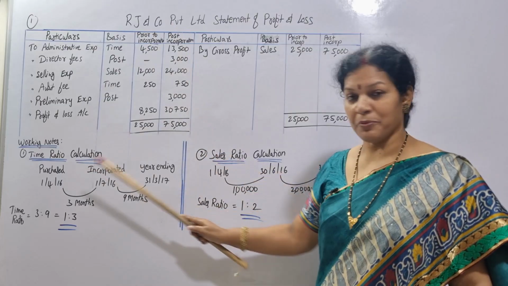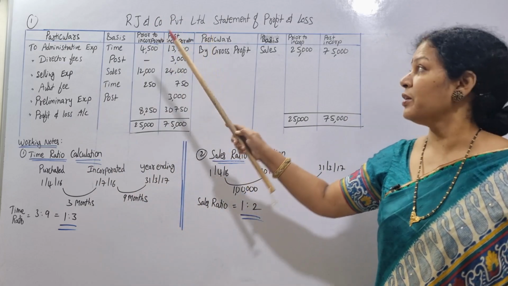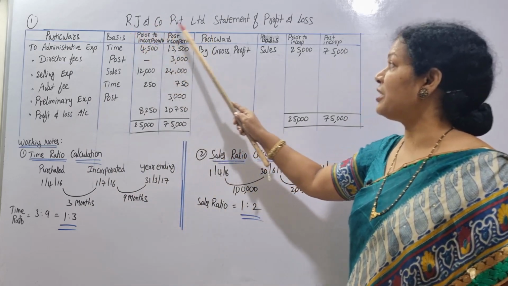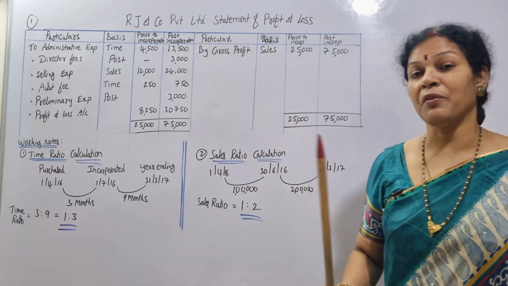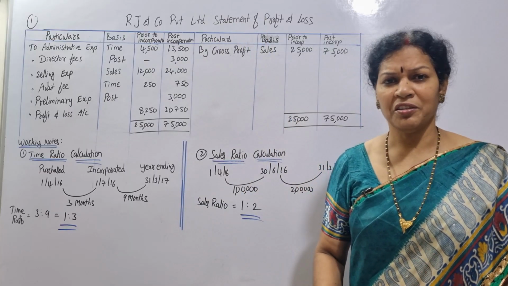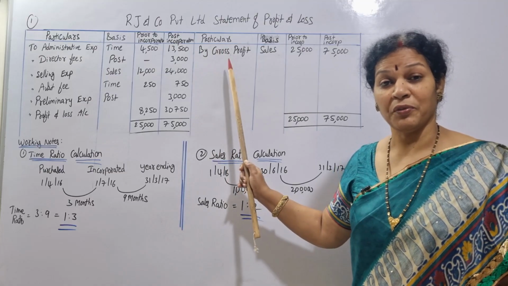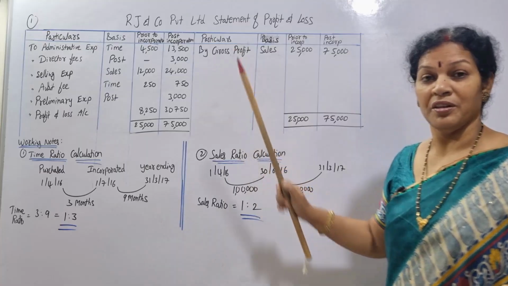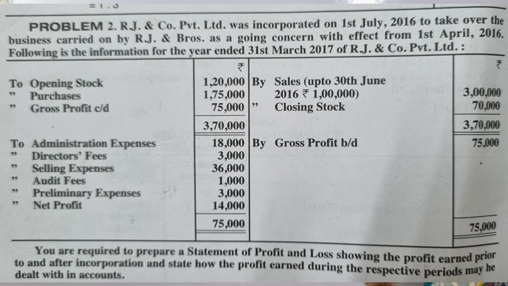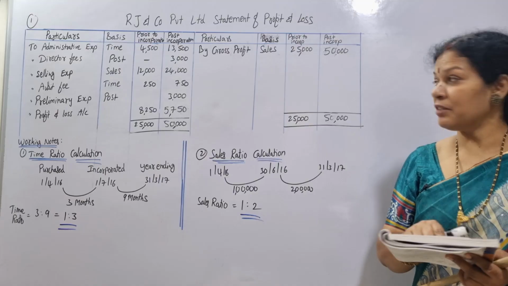Now after working out this working note, we can go to the direct problem. We give the heading: RJ and Company Private Limited, Statement of Profit and Loss. How do you start the profit and loss account? Always with the gross profit, on the credit side. In the problem it is given that gross profit is on the debit side of the trading account. So how much is it? 75,000. So gross profit is here 75,000.